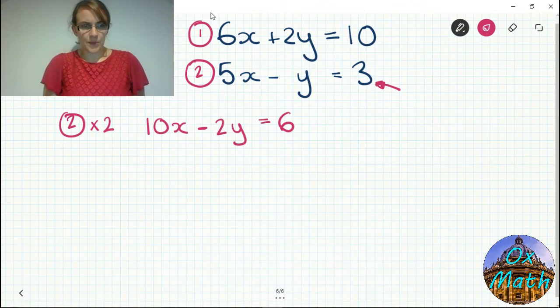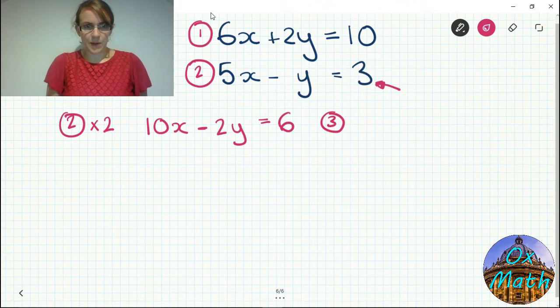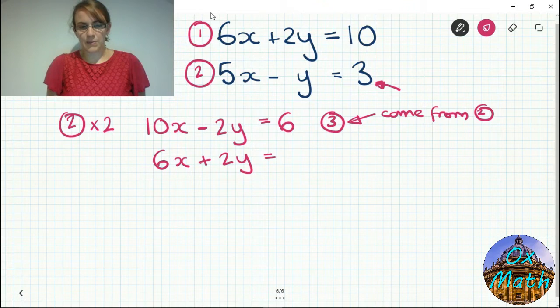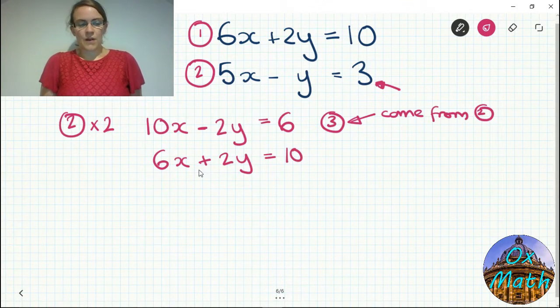And then I'm going to call that equation 3 and write out equation 1 again underneath. Remember, this has come from 2, so we can't use 2. It's an equivalent expression to 2, so we need to use equation 1 instead. So 6x plus 2y equals 10. Now, writing the 2 equations out underneath each other is important for keeping life simpler and keeping track of what you're doing.